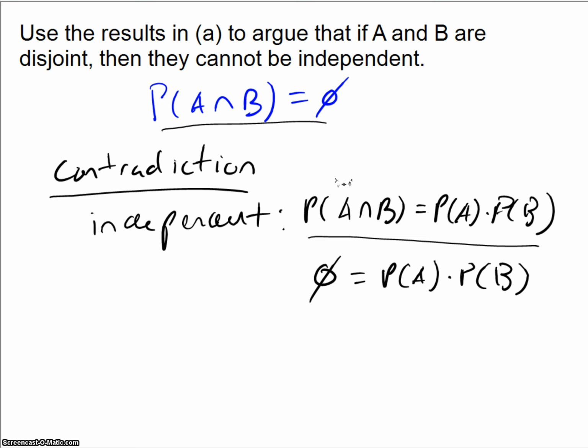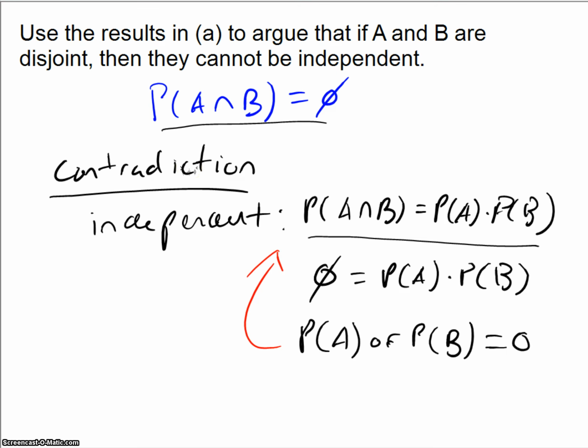Because if the null set equals the probability of A times the probability of B, then the probability of A or the probability of B, again, has to equal 0. But, again, this will contradict what we had assumed about independence. So again, this can't work. It doesn't make sense. And therefore, the opposite does make sense, that if they are disjoint, then they cannot be independent.